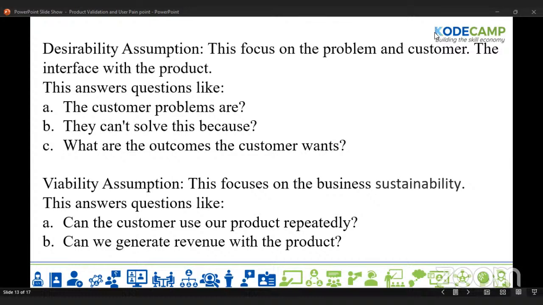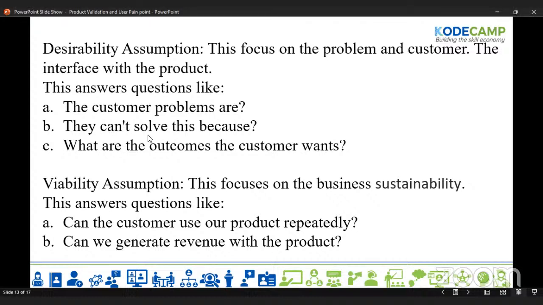Maybe the customer is saying it's hard for me to go through your website. Why can't you just click on next, you get it? So it is the pain point of the customer. Why can't they solve their problem themselves? If they can't, that means there's something you need to do, and you need to determine what outcomes the customer wants. So the viability assumption helps this aspect for you to know.